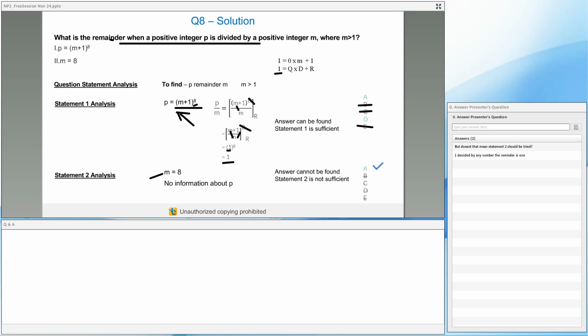When I go to statement 2, I can see statement 2 is not necessary. Why will you need statement 2 when you can get the answer from statement 1 only? Why will you need m equal to 8? What do you need m equal to 8 for, when you know that whatever be the value of n, the remainder will always be 1?